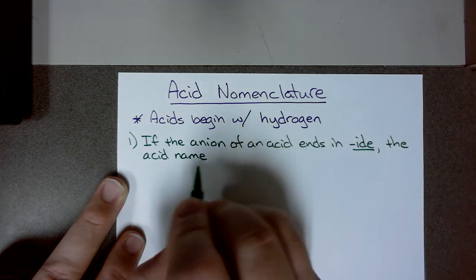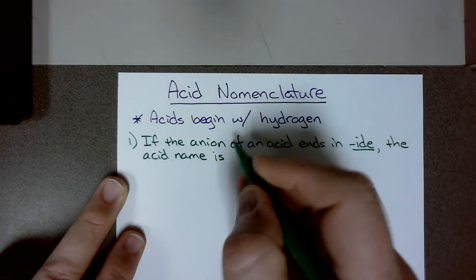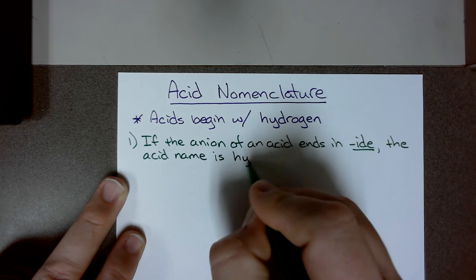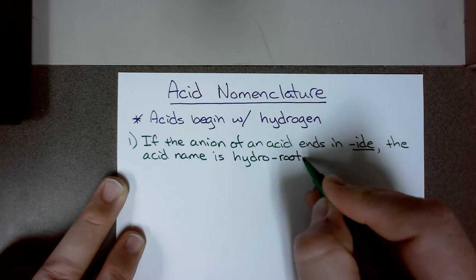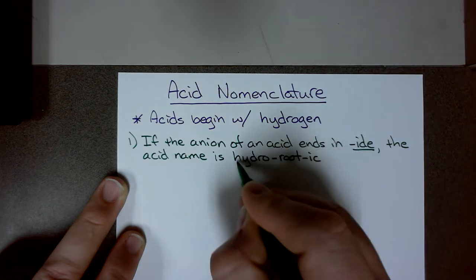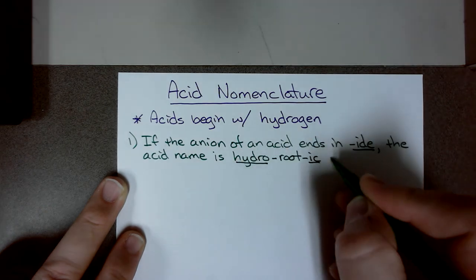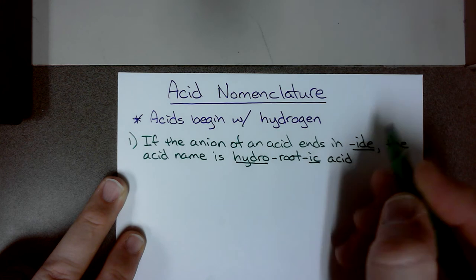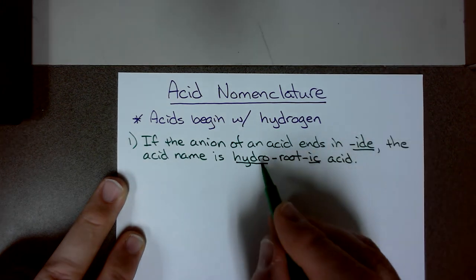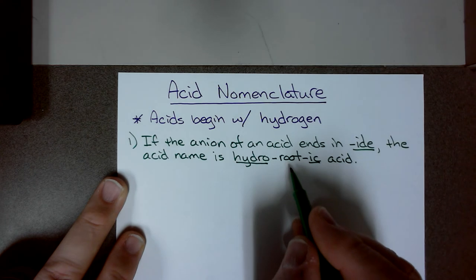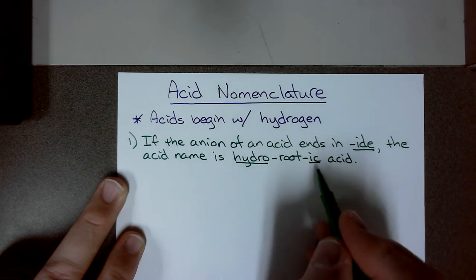is hydro, root, so that's the root word of the anion, ic. So you have hydro-ic acids. So if your anion ends in "ide", then you're going to write hydro, whatever the anion root is, ic acid.